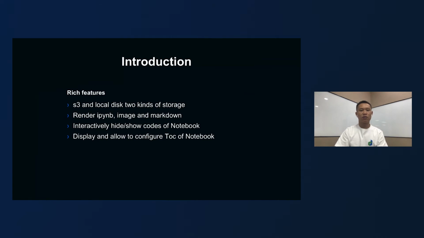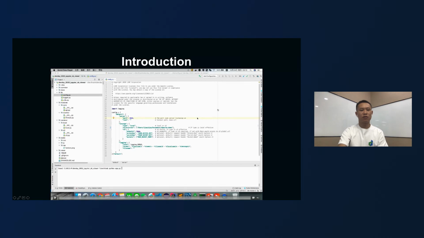Jupyter Notebook Viewer has these features. Firstly, it provides S3 and local disk as two kinds of storage, and there will be more in the future. In addition to rendering ipynb, it can also render images and markdown. Next, I will show you a small demo.